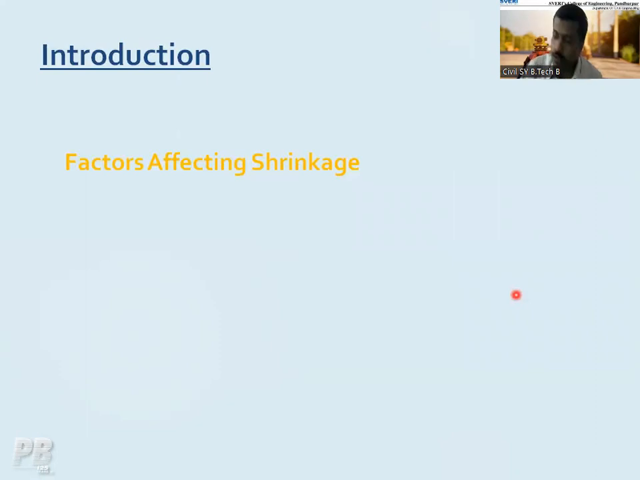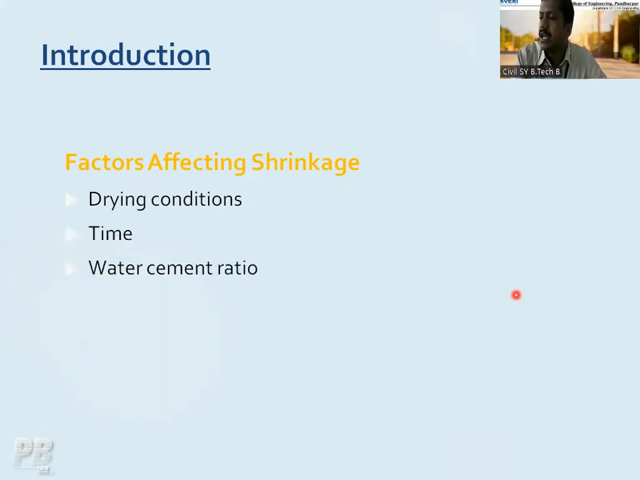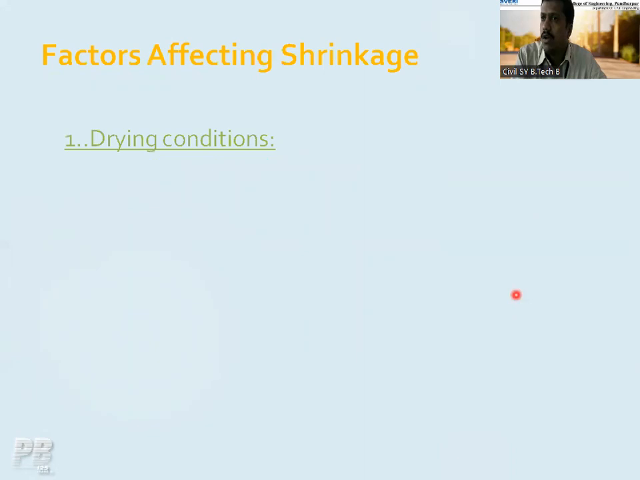In case of rigid pavements also, in case of your roads also, in case of our buildings also, we are providing the joints. It may be the contraction joint, it may be the expansion joint. It depends on the type of weather conditions and the design. Now, which factors affect this particular shrinkage? The factors affecting the shrinkage we are going to discuss. First is the drying condition. Second factor, time. Third one, water to cement ratio. Now we will discuss one by one all these factors.